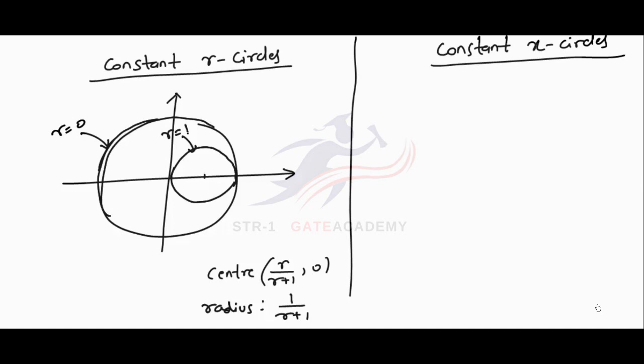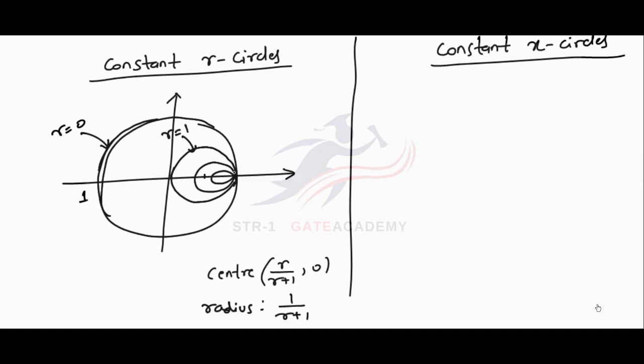Next, as you keep on increasing the value of r, what will happen? The radius of the circle will keep on decreasing and the center will keep on shifting towards the right side. So you will get the circles like this.